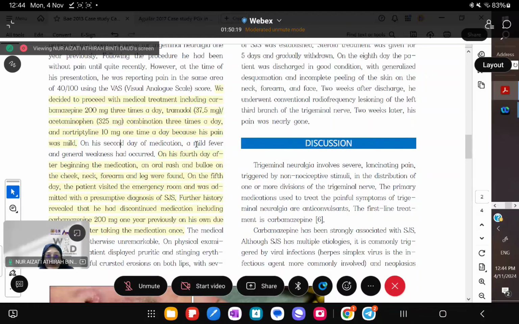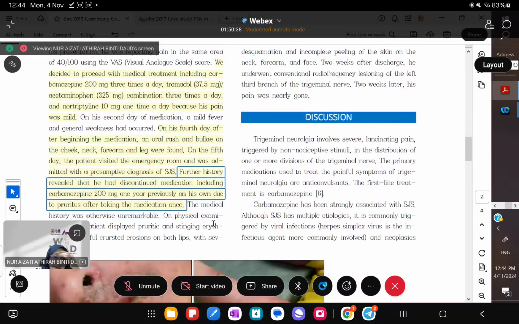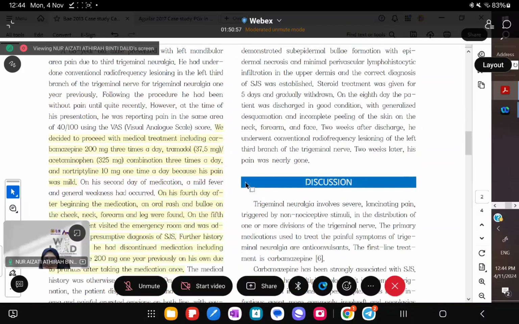On his second day of medication, a mild fever and general weakness had occurred. On his fourth day after the beginning of the medication, an oral rash and bullae on the cheek, neck, forearm, and leg were found. On the fifth day, the patient visited the ER, emergency room, and further history revealed that he had discontinued carbamazepine 200 milligram 1 year previously on his own due to pruritus after taking the medication once. So this is a case of SJS.